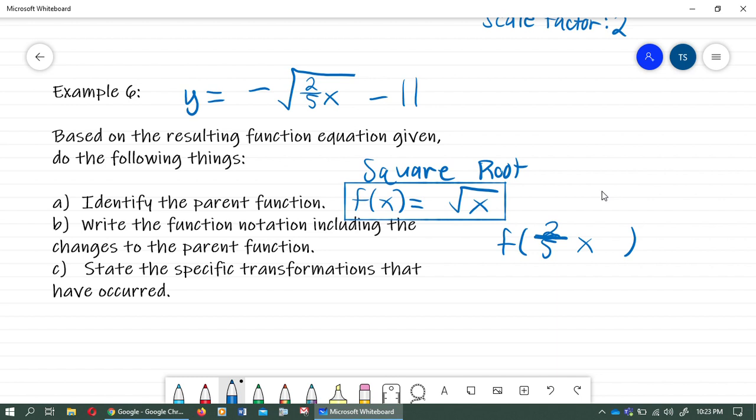On the outside of the function, you've got a negative, and technically the number that's multiplied on the outside here is -1. It's times -1, but again, it's a negative there. And then you're also subtracting 11 on the outside of this function. So again, there are 3 transformations here. This negative on the outside is a vertical reflection, and it's a reflection over the x-axis.